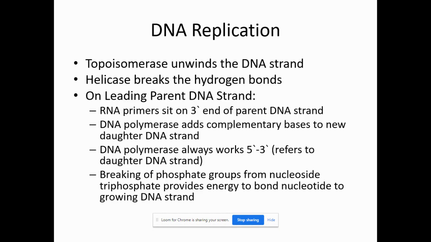How does it get energy to make those bonds? Whenever we're making chemical bonds, as we talked about at the beginning, you have to have an input of energy. It gets that energy to add the nucleotides to the growing daughter strand by breaking off a phosphate group from the nucleotides that it's adding.